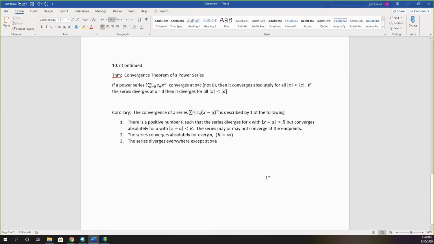All right, these are the only possibilities. So it is possible that you have this interval of convergence. It's possible that your convergence is the entire number line. It's possible that your series diverges everywhere, and that is it.